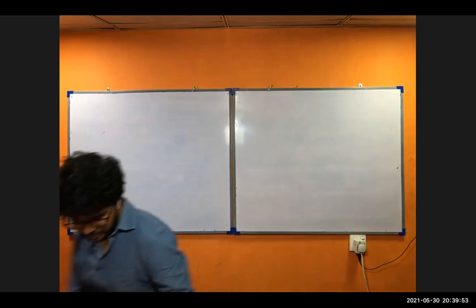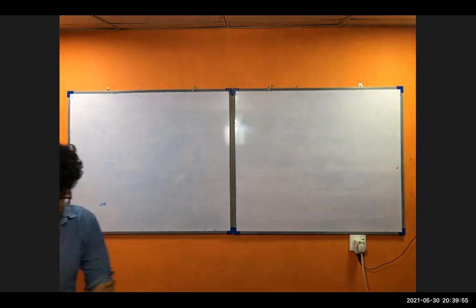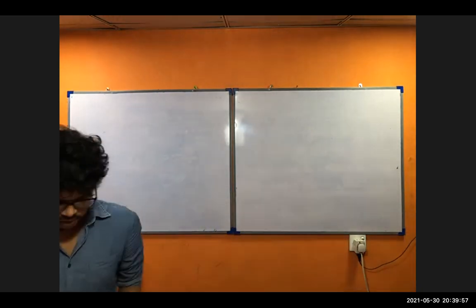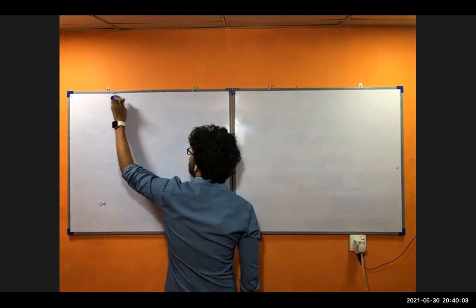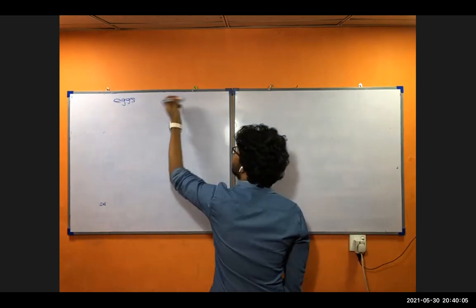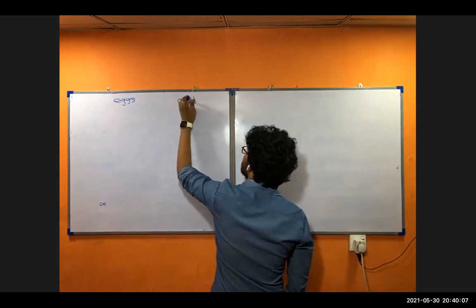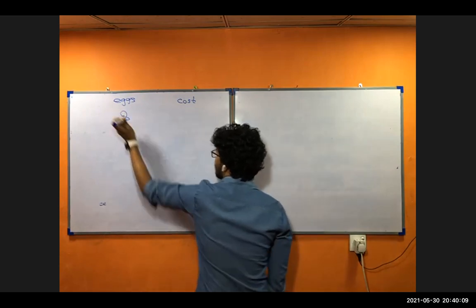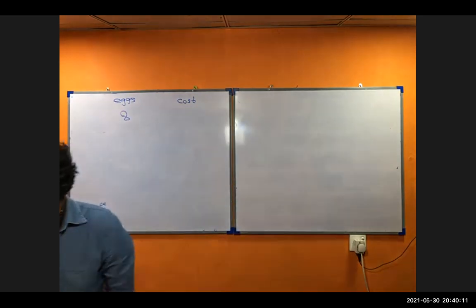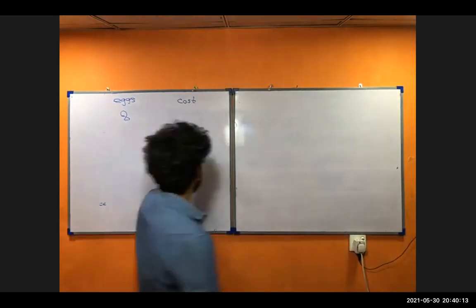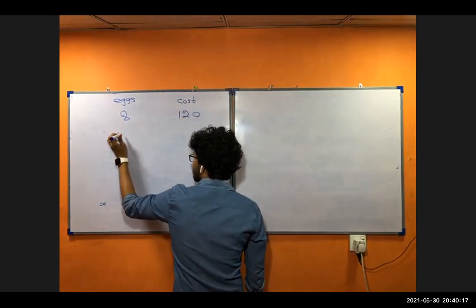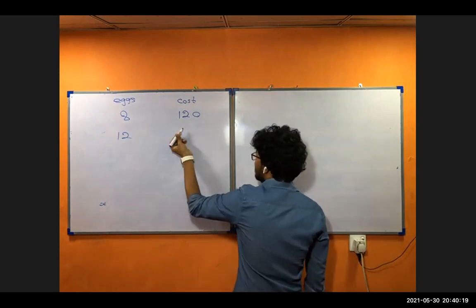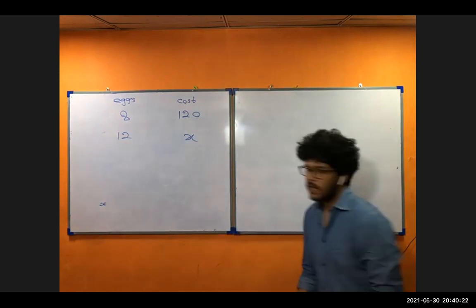Next question is easy, right? Question number 6. 8 eggs cost 120. Find the cost of a dozen eggs. So again, I will use the same method. I will stick to my method. Number of eggs, cost, or the price. So 8 eggs cost how much? 8 eggs cost 120. Then they're asking the price of a dozen. So dozen means 12. Price, I don't know, I just put X.